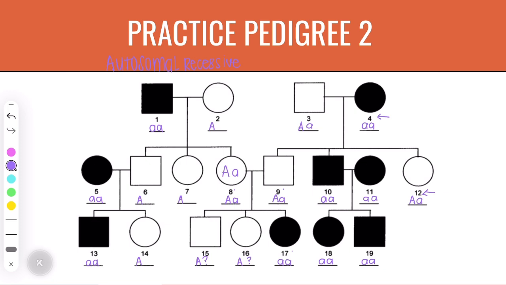So go ahead and pause this and try to fill out person 2, 7, 6, and 14. Okay, person 6 and 7 would have to be heterozygous because their father is homozygous recessive. Person 2 is a question mark because none of their kids are homozygous recessive, so I can't be for sure. And person 14 is heterozygous because their mother is homozygous recessive.